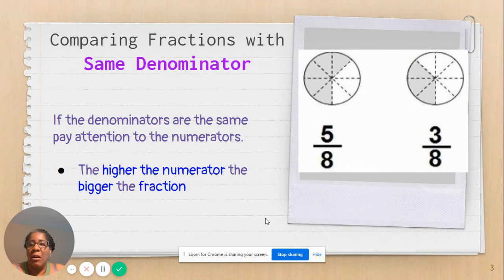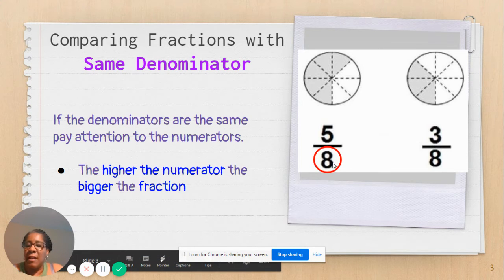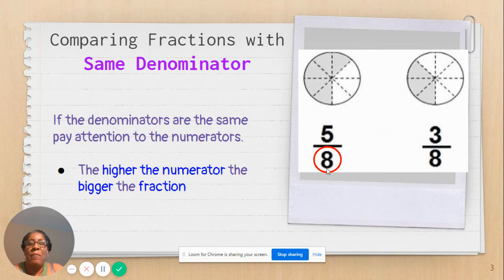Okay, moving right along. In cases where we have denominators that are the same, we need to pay attention to the numerators. Again, denominators are the numbers at the bottom, or the number of pieces in a whole. In both cases, we have a denominator of 8, which means each of our fractions is divided into 8 equal parts. 1, 2, 3, 4, 5, 6, 7, 8 equal parts, which means each piece represents 1/8.